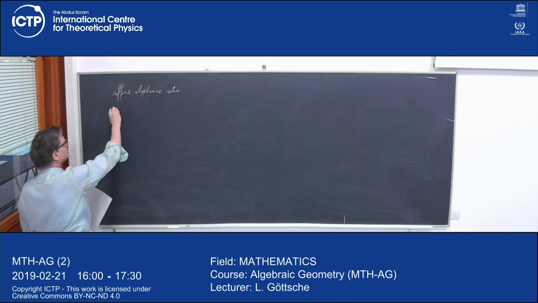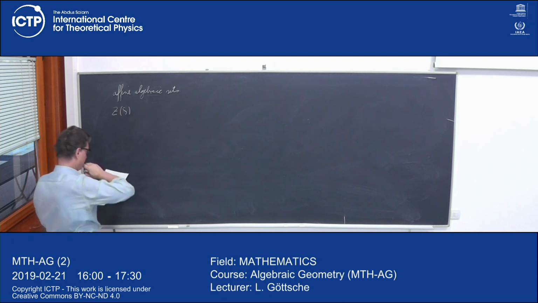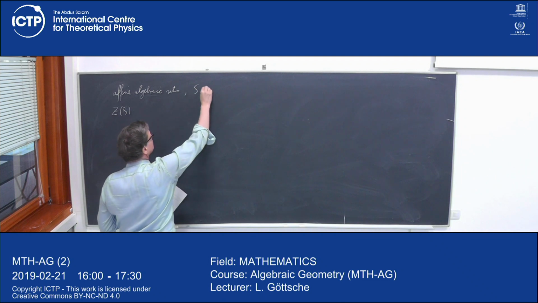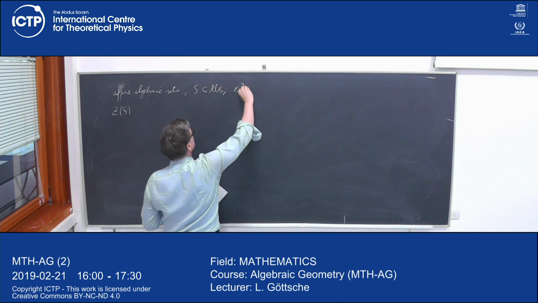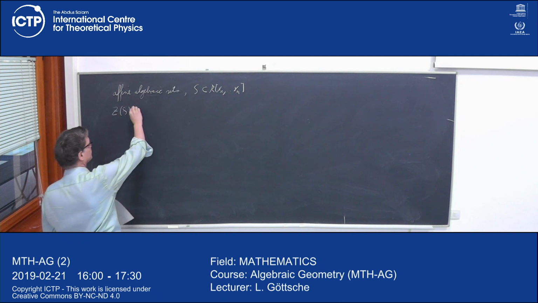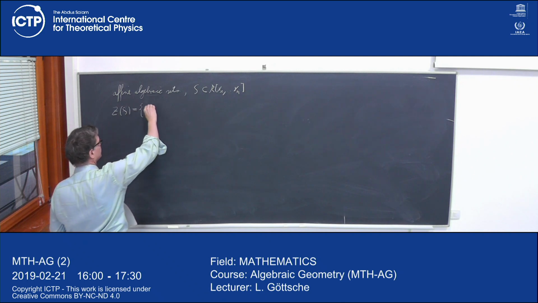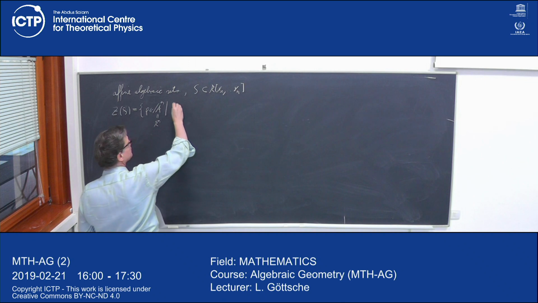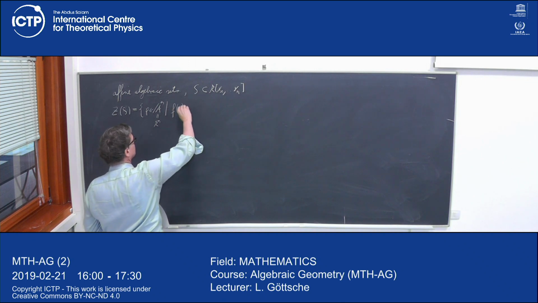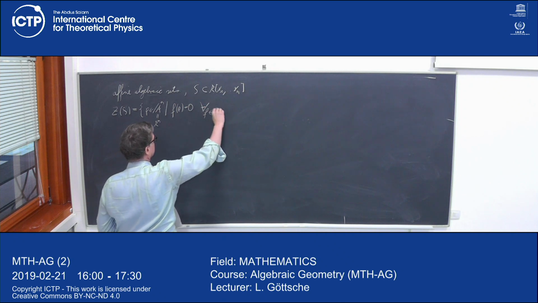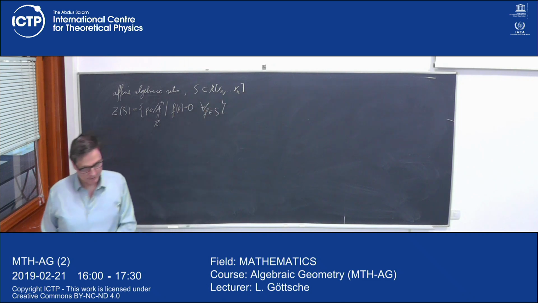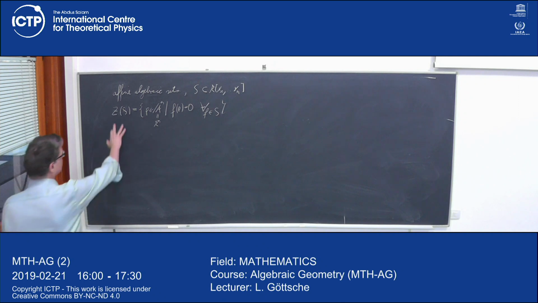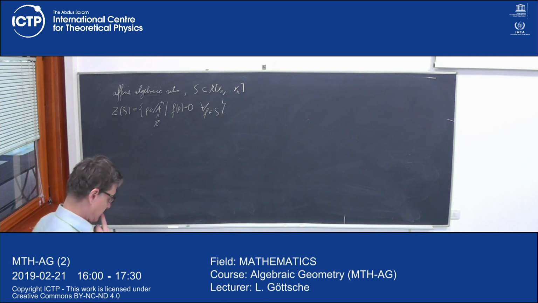So these were the zero sets of some sets of polynomials. So S is a set of polynomials in n variables with coefficients in k, and the zero set of S is just the set of all points in A^n, which remember is just k^n, such that f of p is equal to 0 for all f in S. Here f of p just means we put the coordinates of the point p in place of the variables and we get a number. Sets of this form are called affine algebraic sets.